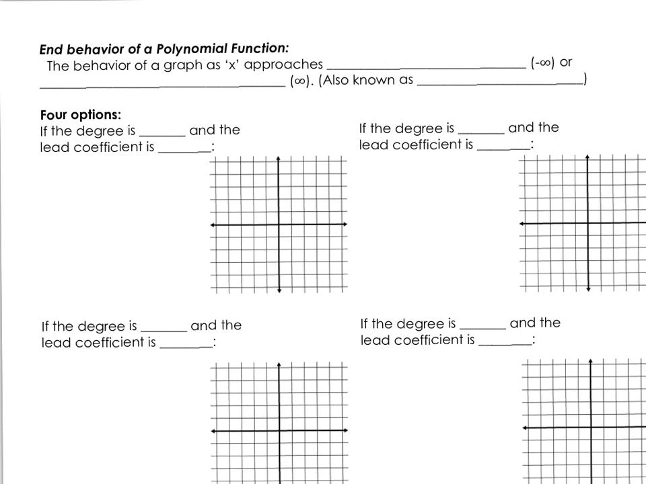The second part of 5.2 involves graphing. In order to graph a polynomial, we're going to look at something called end behavior. End behavior is just kind of what happens on the arrows for the graph. So it's the behavior of the graph as x approaches negative infinity or positive infinity. This is also known as left-right behavior. Negative infinity on the x-axis goes towards the left, and then positive infinity goes towards the right.